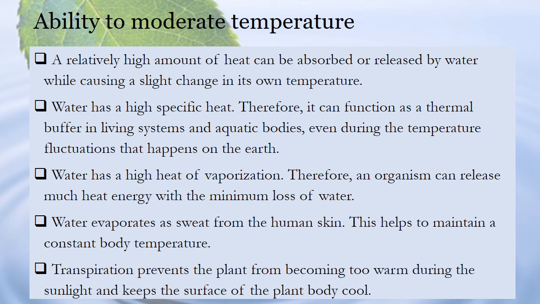Therefore, an organism can release much heat energy with the minimum loss of water. Water evaporates as sweat from the human skin. This helps to maintain a constant body temperature. Transpiration prevents the plant from becoming too warm during the sunlight and keeps the surface of the plant body cool.